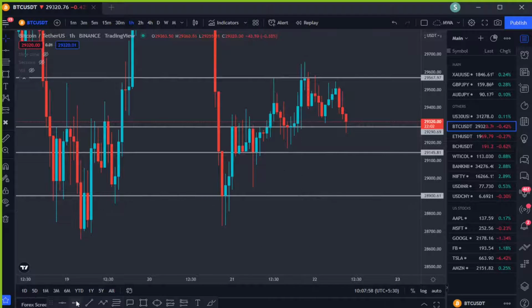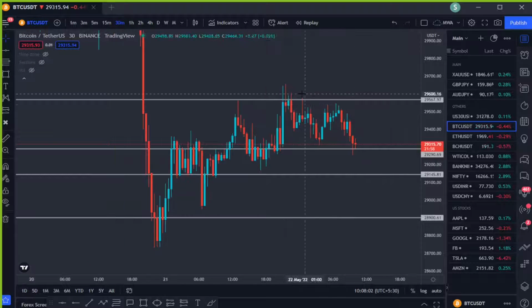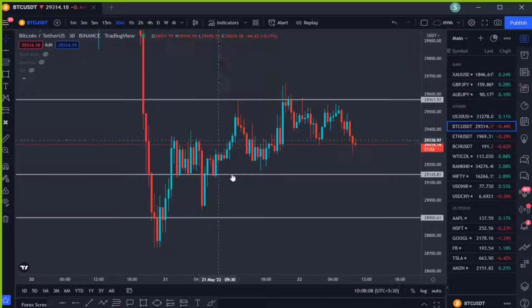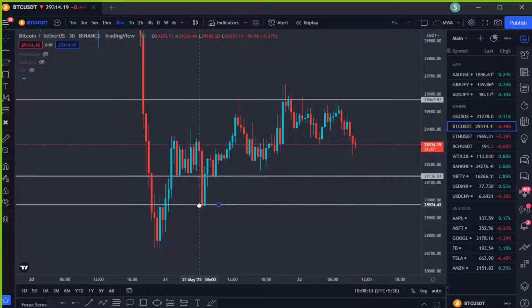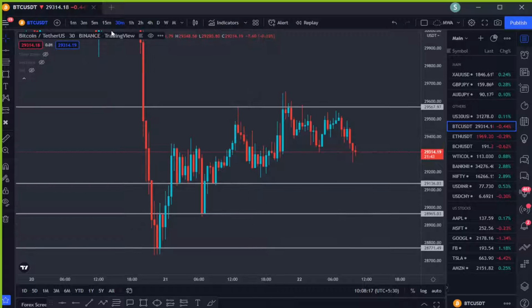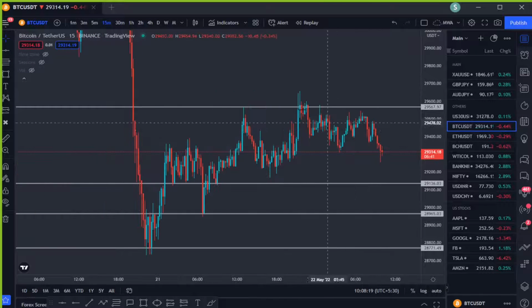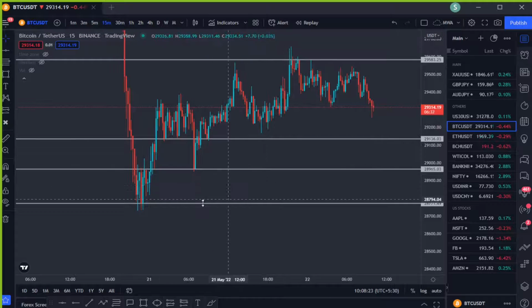So this is going to be the 1 hour and 30 minutes. The resistance is the same, but for the support we can remove this level, right? We can remove this level, and I think this is going to be the support, and this can be a support, and this is another support on the 30 minutes. Now let's see what's happening on the 15 minute. Resistance is the same, this support is the same, this support is the same, this support is the same.